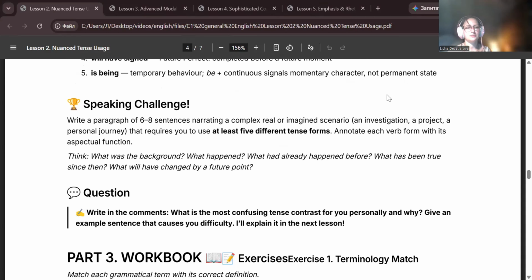And a little speaking challenge and question for you in the comments. For the speaking challenge, create a paragraph of 6-8 sentences narrating a complex real or imagined scenario, investigation, project, or personal journey that requires you to use at least 5 different tense forms and annotate each verb form with its aspectual function. Please think: what was the background? What happened? What had already happened before? What has been true since then? What will have changed by a future point?